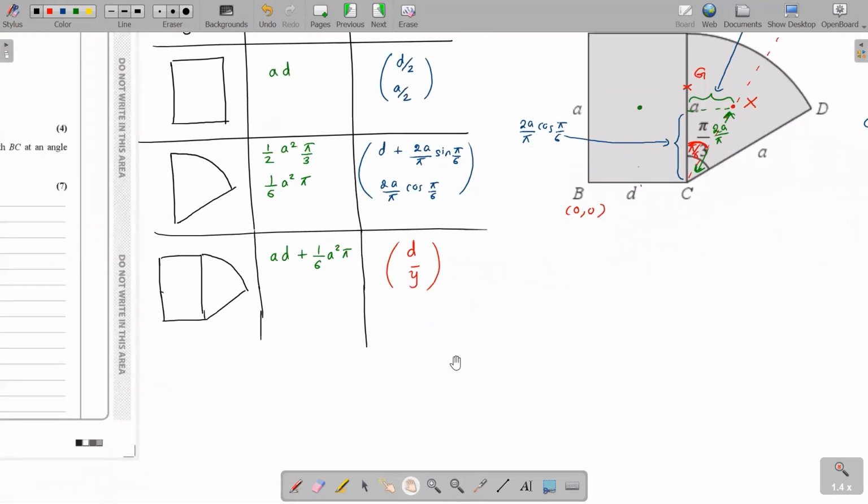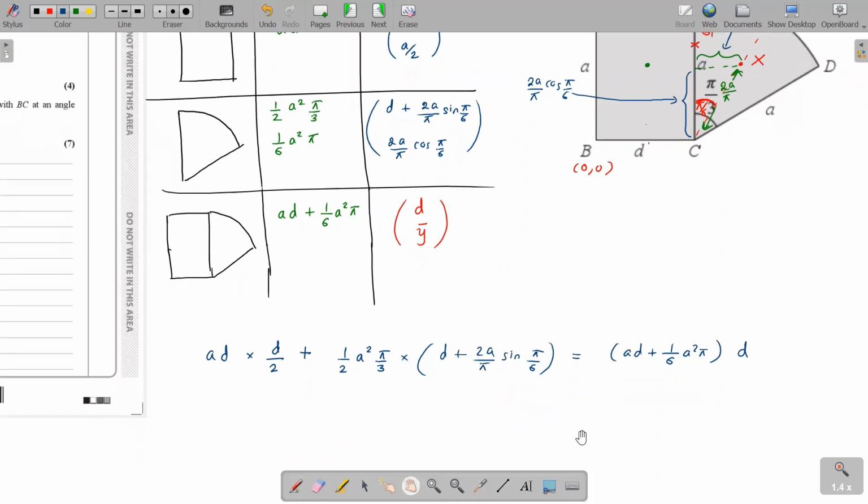Let's take moments. So what do we get here? AD times D over 2. So this is all adding, right? Plus, multiply the mass at the center of mass. I'm doing the x coordinates. The next one is half a square pi over 3 multiplied by D plus 2a over pi sine pi over 6, equals to what? Total mass into the x bar, which is D. You see, mass into center of mass equal total mass into the x bar distance.